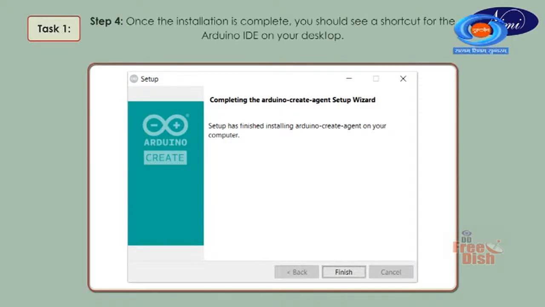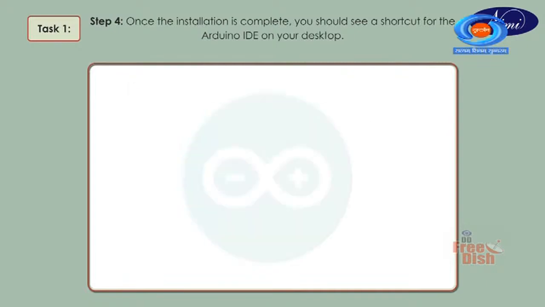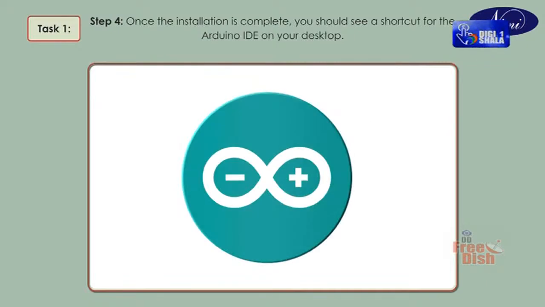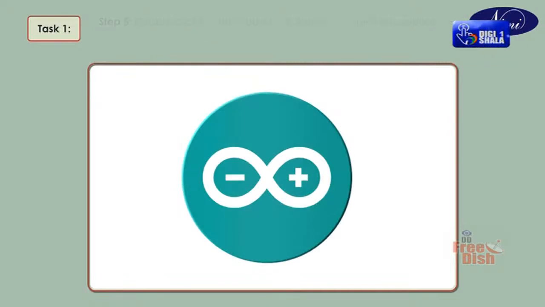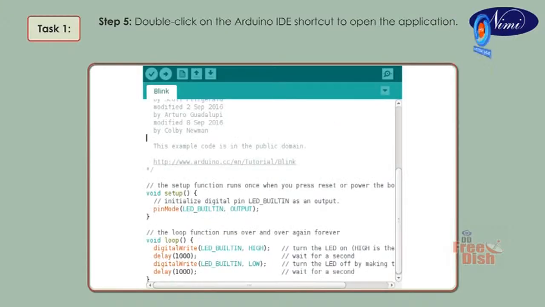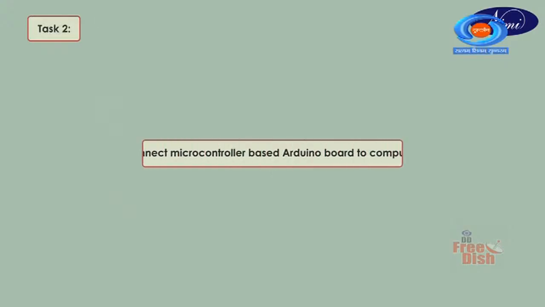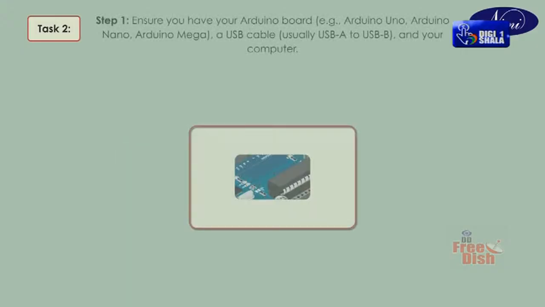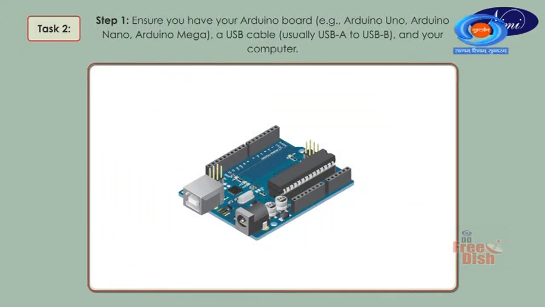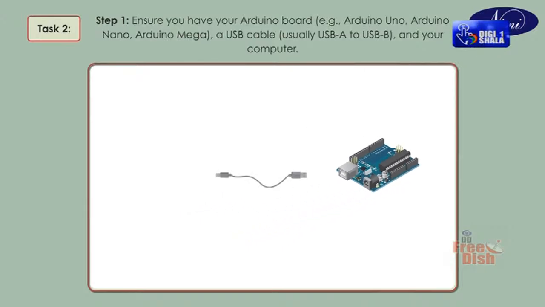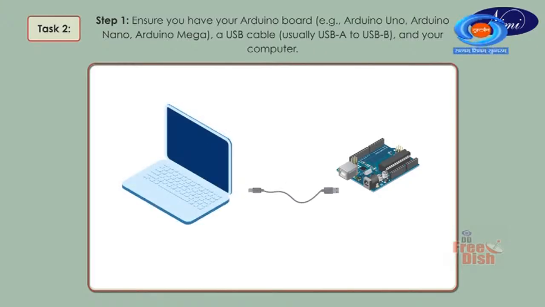Step 4. Once the installation is complete, you should see a shortcut for the Arduino IDE on your desktop. Step 5. Double-click on the Arduino IDE shortcut to open the application. Task 2. Connect microcontroller-based Arduino board to computer. Step 1. Ensure you have your Arduino board. Example: Arduino Uno, Arduino Nano, Arduino Mega, a USB cable, usually USB-A to USB-B, and your computer.